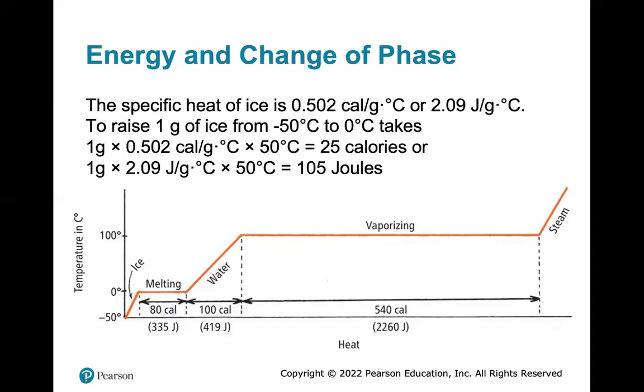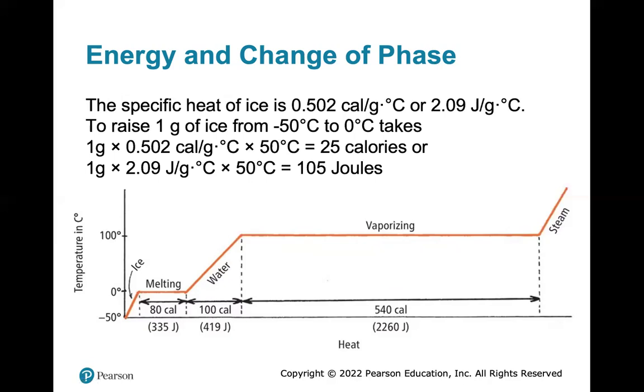So let's look at this first part. Now it's not listed here, but I did calculate it. The specific heat of ice is 0.502 calories per gram or 2.09 joules per gram per degree centigrade. Now here you can see we are raising the temperature, so there is a degree C.